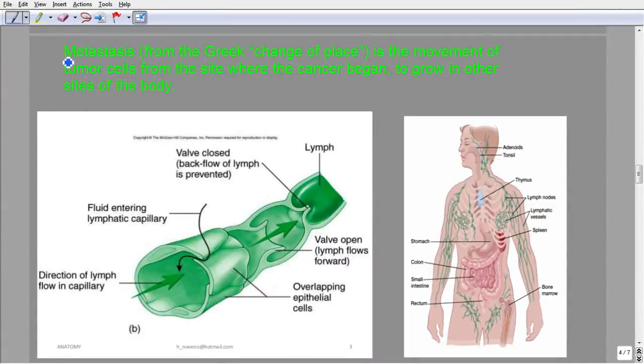Metastasis, from the Greek change of place, is the movement of tumor cells from the site where the cancer began to grow in other sites of the body. It does this via the lymph system, through the gaps in the lymph vessels.